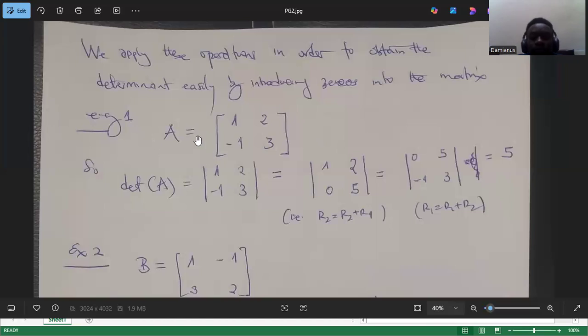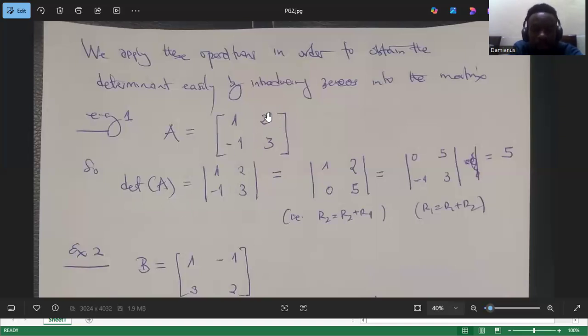We start with a 2 by 2. Our matrix A is 1, minus 1, 2, 3. So what's the determinant of this matrix? The determinant of this matrix, of course, we saw is 3 minus 2, which is 5. Now, before we just compute the determinant directly, we can introduce zeros, and then we get the determinant faster, okay? For a 2 by 2 case, it really doesn't make sense to do that, because it's already too easy. You just multiply this by that, and then subtract this by this. But suppose we do that, okay?